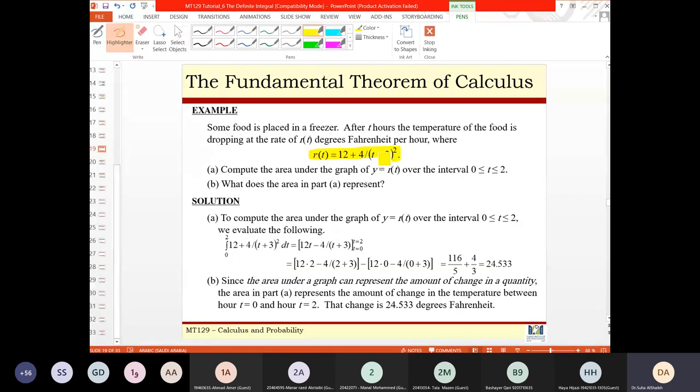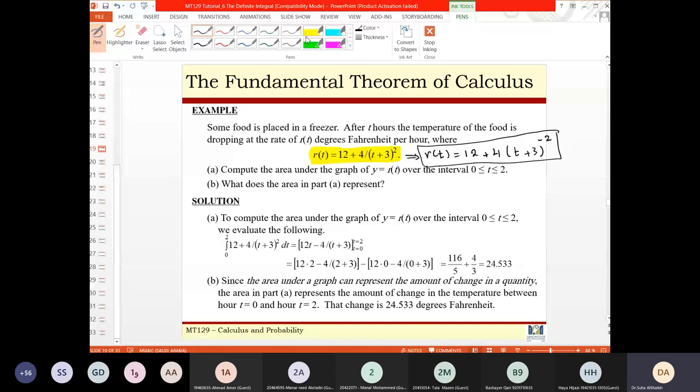The R of T, the change of the temperature at the time T, is equal to 12 plus 4 divided by T plus 3 to the power 2. I can just write it like this. I can write it like in an R of T is equal to 12 plus 4, and this is a bracket to a power minus 2. صح كده ولا لا؟ Instead of divided by this to the power 2, I'm going to write it to the power minus 2. And this will be the rate of change function.